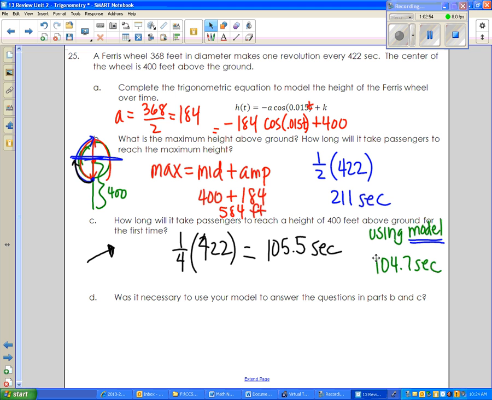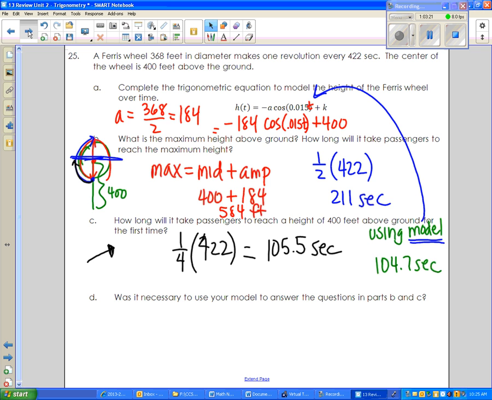So there is a problem on the unit test that requires you to use the model, and I underlined it for you just to point that out. Because if you think logically through the problem, you'll get a different answer. So just note in the test, if it asks you to use the model, that you actually use the model, meaning you plug it into your calculator and use your calculator to solve it. If it doesn't specify that you need to use the model, or if there's not a model, then simply use logic to answer the questions like we did in parts B and C.